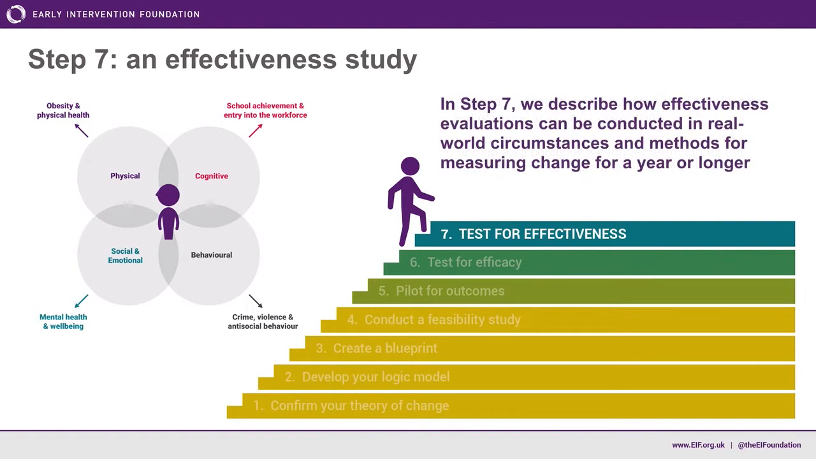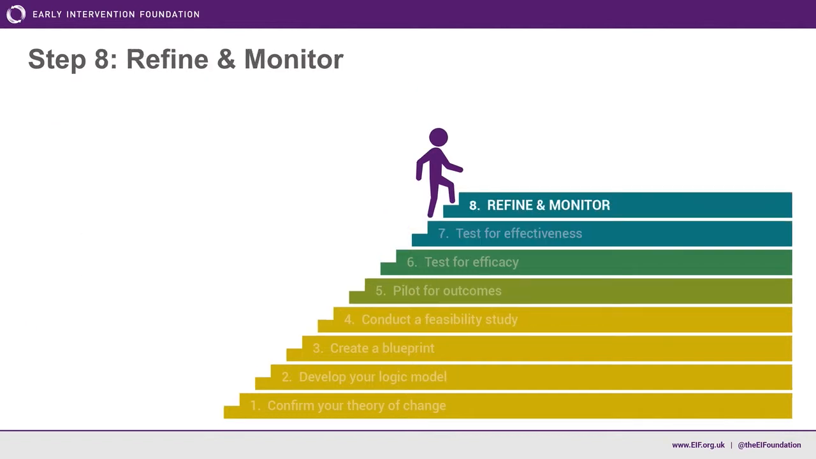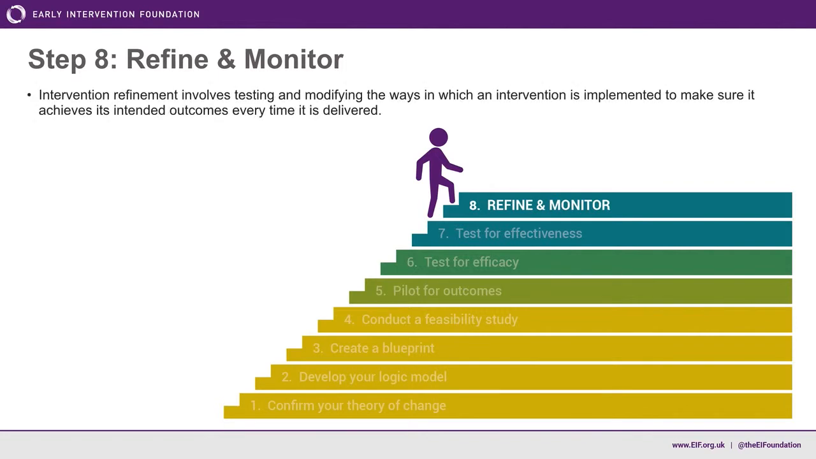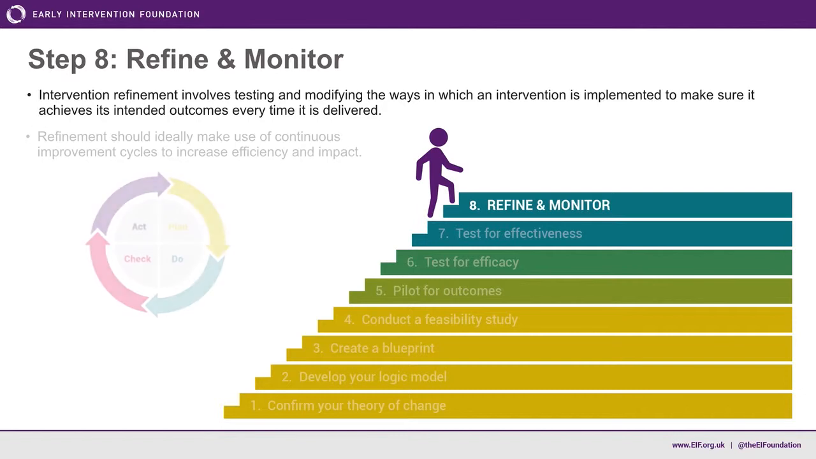In Step 7, we describe how effectiveness evaluations can be conducted in real-world circumstances, as well as methods for measuring change for a year or longer. After an intervention has replicated its positive outcomes in real-world settings, it is tempting to assume that the intervention's evaluation journey has come to a close. Nothing could be farther from the truth, however, as more work is required to ensure that the intervention can achieve its intended outcomes every time it is implemented.